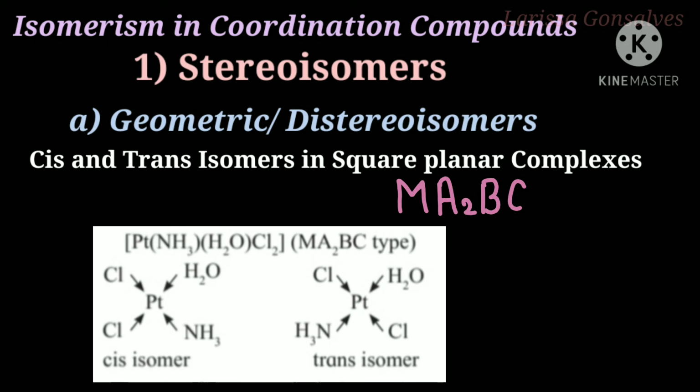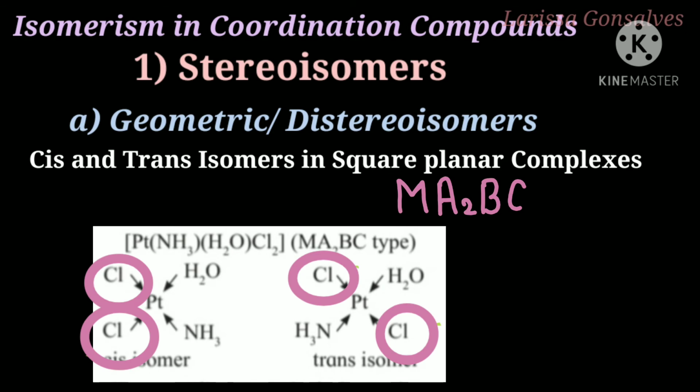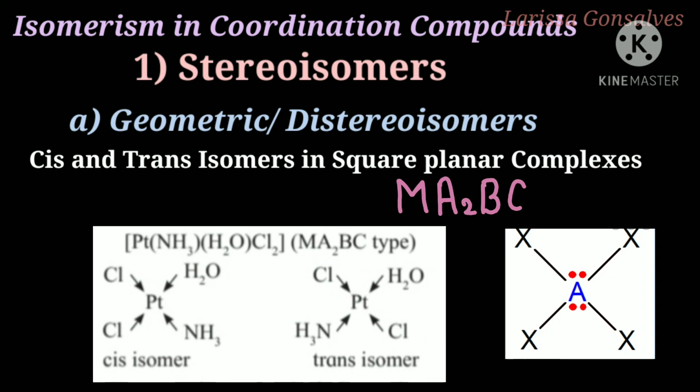So if we observe the cis and trans isomers here, we know that cis means the two same ligands will be present on the adjacent sides. So Cl are the two same ligands, hence they are present on the adjacent side. Whereas in the trans isomer, we can see the two similar ligands Cl present on the opposite side. If you observe the shape of these coordination complexes, then it forms a square planar geometry.